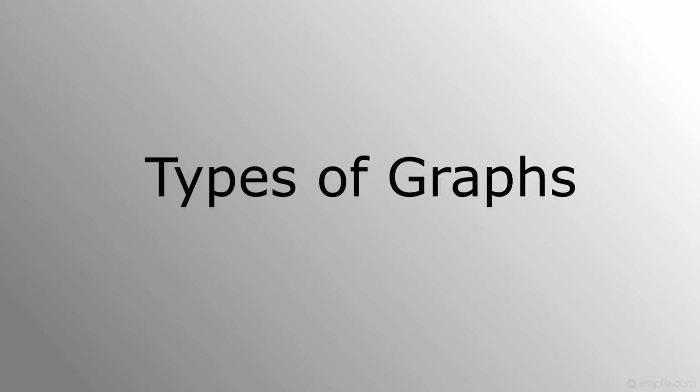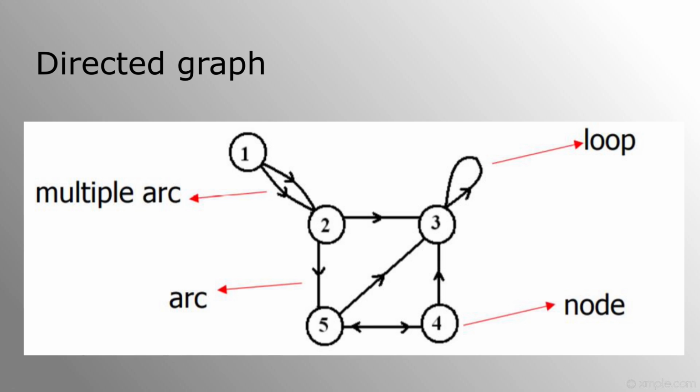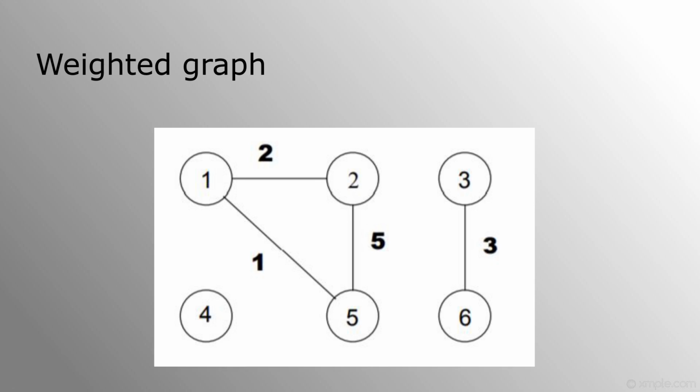There are many types of graphs. Here are some of them. This is a simple graph. It has no multiple edges or loops. A directed graph has edges with directions and loops. A weighted graph has weight associated to its edges, which can represent values such as distance.